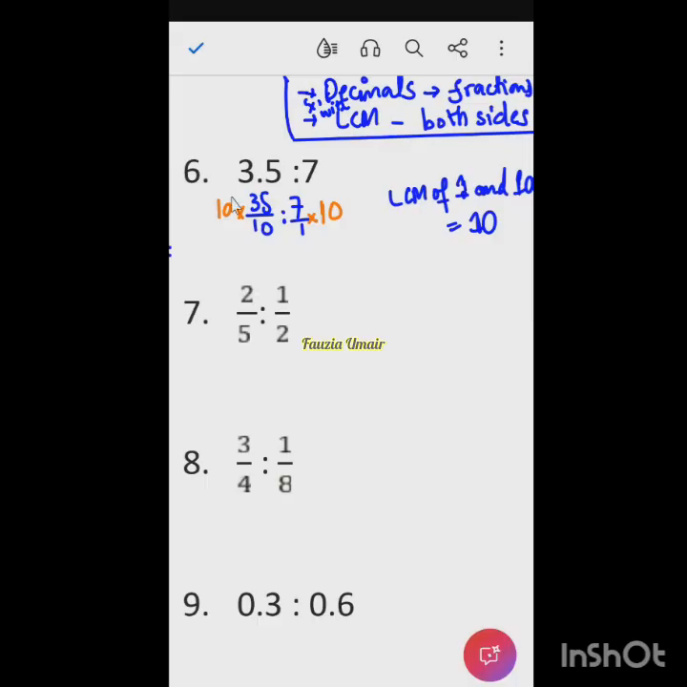So on this side, this 10 will be cancelled, so the answer would be 35. Getting the point? And on the right side, 7 is multiplied with 10, so this will be 70.